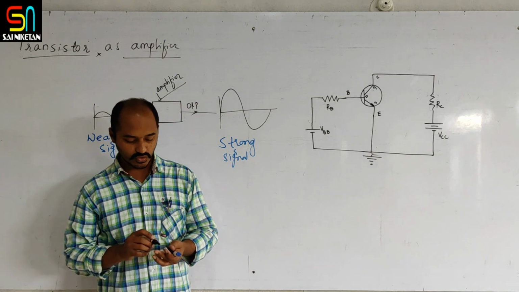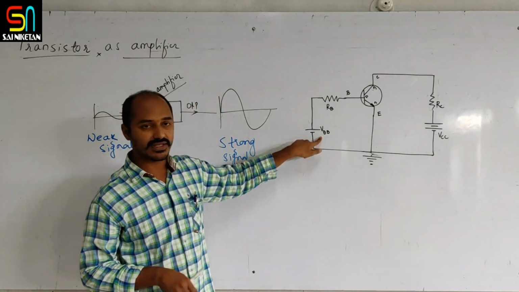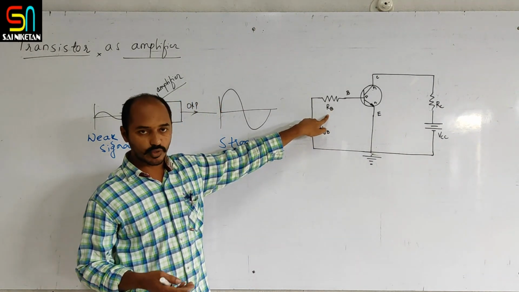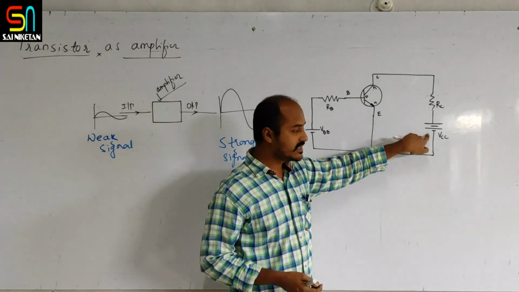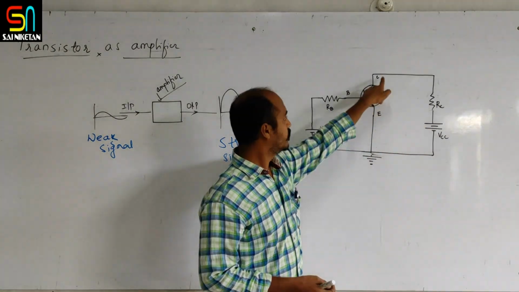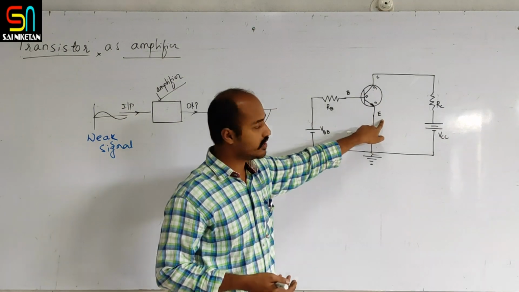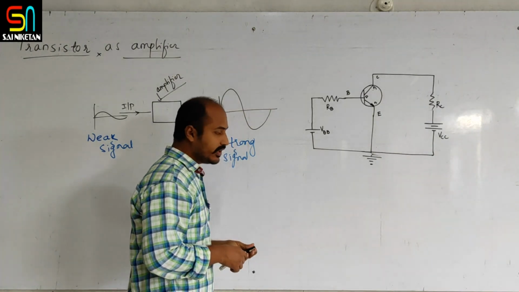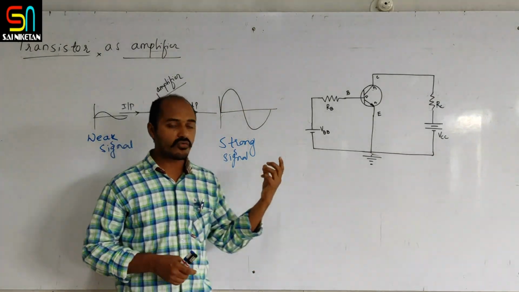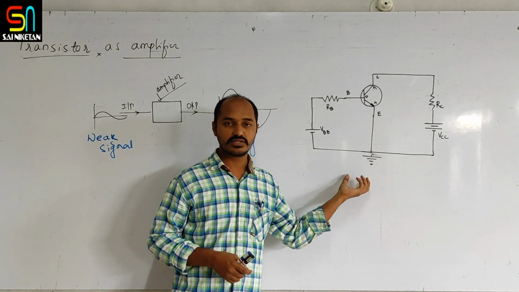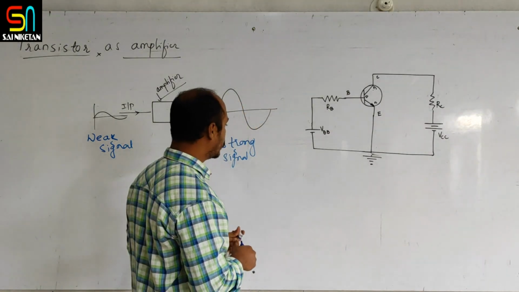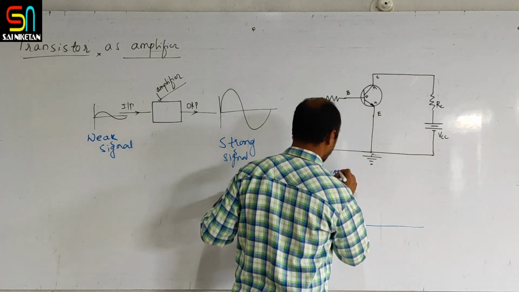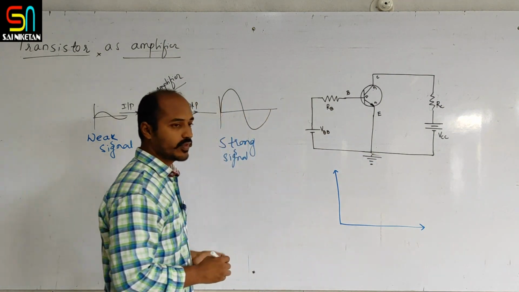Here the VBB battery is connected in forward bias to the base emitter junction through the input resistor RB, and the VCC battery is connected in reverse bias to the collector emitter junction through the output resistor RC. This is the construction, and to understand the phenomenon of amplification through the transistor, you have to know the output characteristic of a transistor.